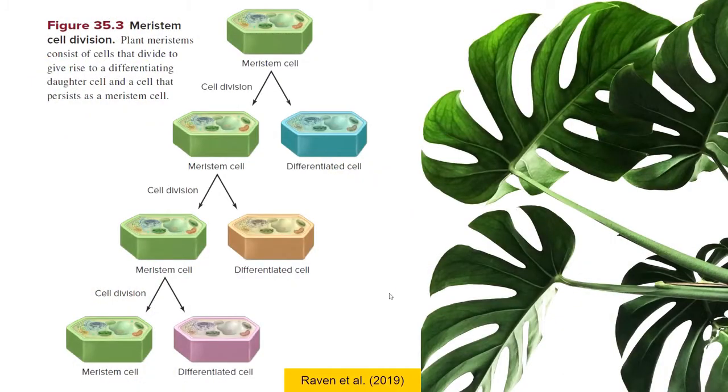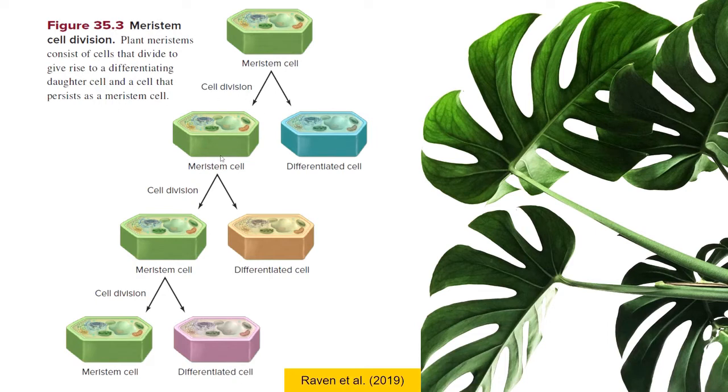So how does it look? This is the meristematic cell, or the meristem cell, which will undergo cell division. Now, the two daughter cells, you can see here, will have different fates. One of them will become a differentiated cell. So this could become part of the root, part of the stem, part of the leaves or flowers. The other one will continuously be the meristematic cell, or the meristem cell.